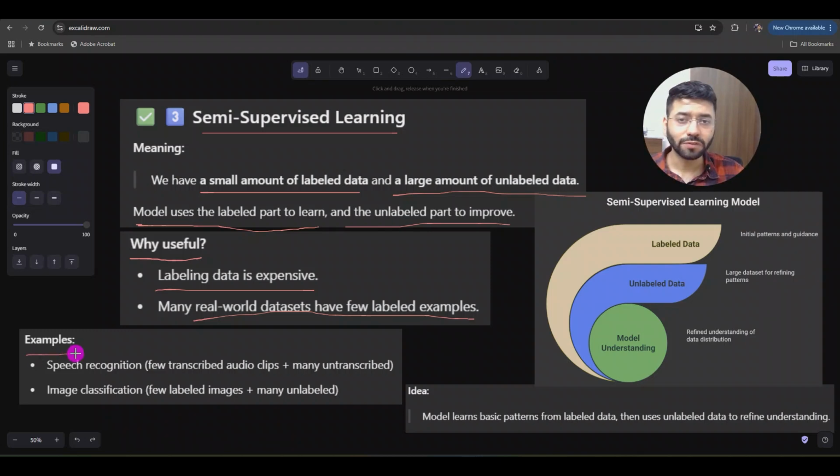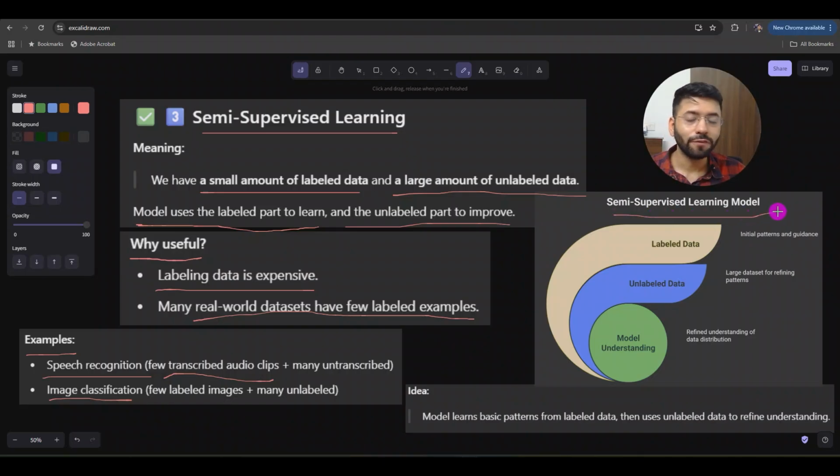Some of the examples of semi-supervised learning can be speech recognition, where you have few transcribed audio clips but there are many untranscribed audio clips. So you have the combination of labeled data and huge data sets of unlabeled data. Another example could be image classification. You have few labeled images and then many unlabeled images.